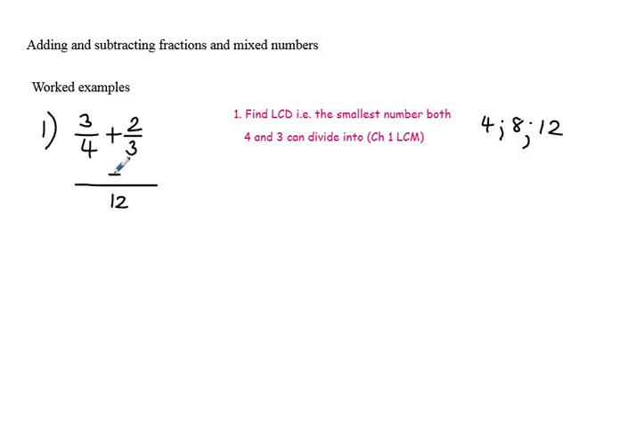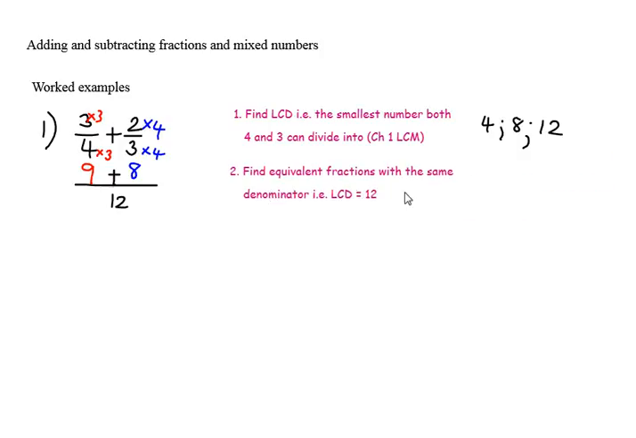I'm adding these fractions. Right now, 4 multiplied by 3 will give us 12. Therefore, 3 multiplied by 3 will give us 9. 3 multiplied by 4 will give us 12. Therefore, 2 multiplied by 4 will give us 8. Let's have a look at the next rule.